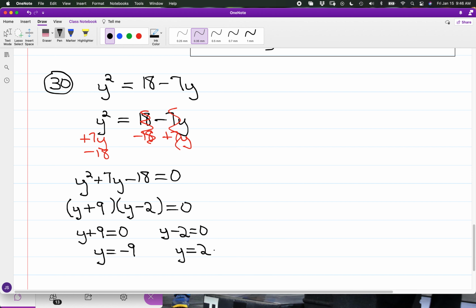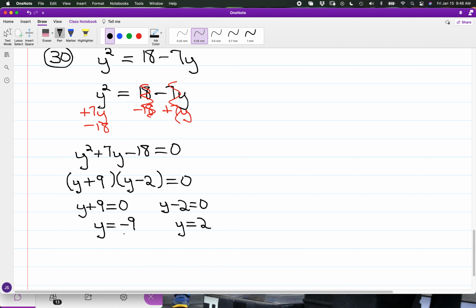And we have with y equal to 2, now 2 squared is 4. So the left-hand side of the equation is 4. And for y at 2, we have negative 7 times 2 is negative 14. 18 minus 14 is also 4. So y has two solutions, negative 9 and positive 2.